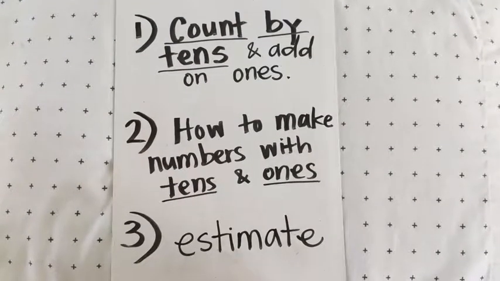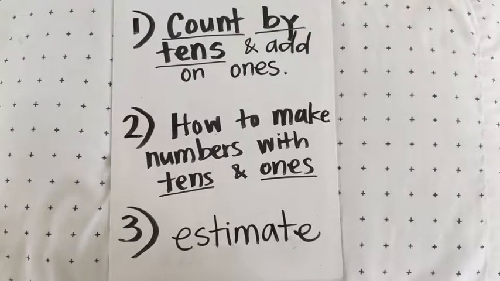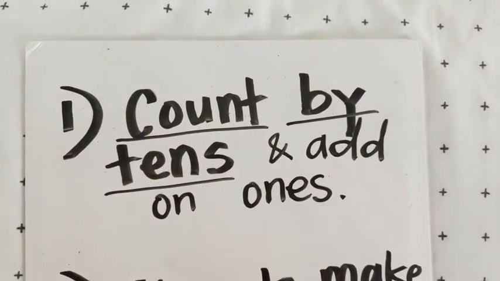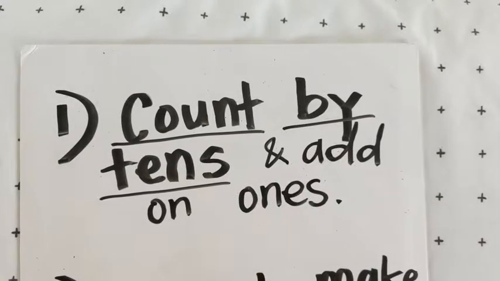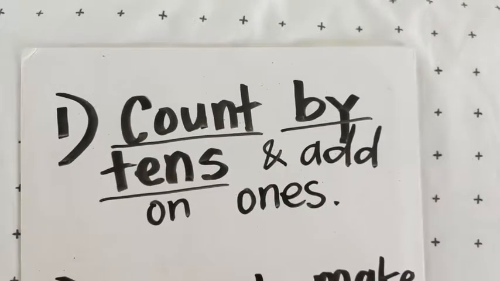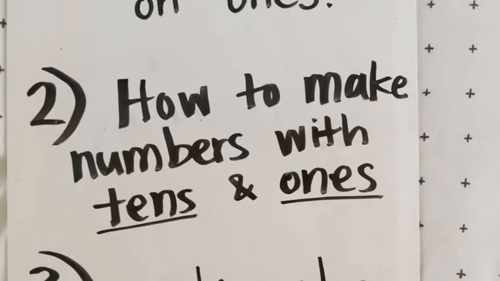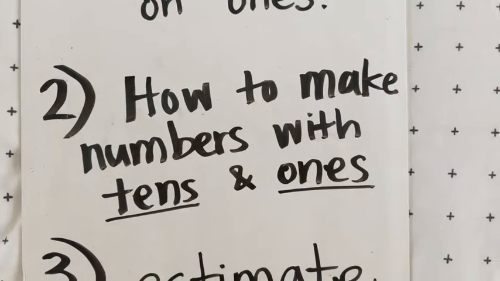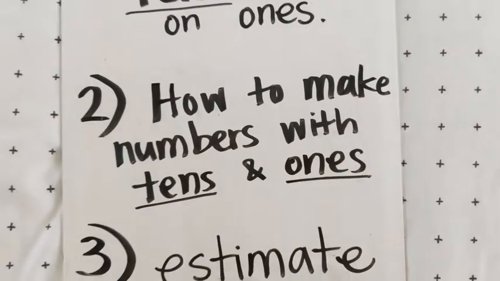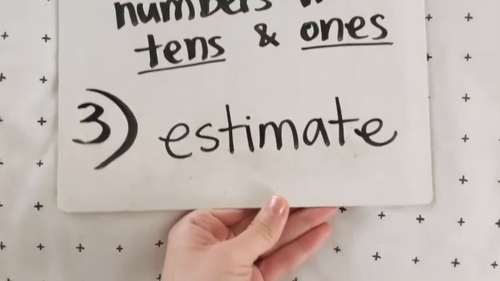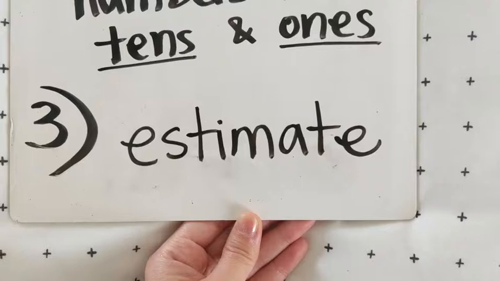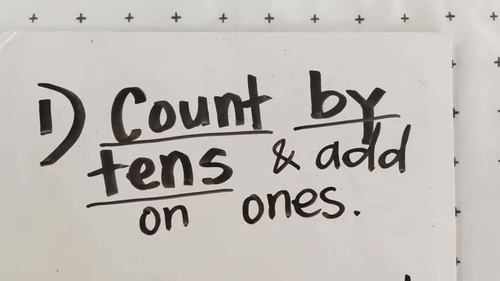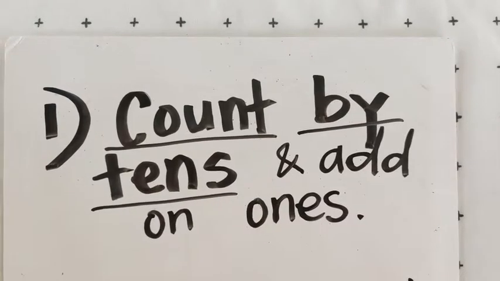In this lesson, I'm going to teach you 3 things. First, I'm going to teach you how to count by tens and add on ones. The second thing we're going to learn is how to make numbers with tens and ones. And then the last thing we're going to try to learn is how to estimate. Let's begin by learning how to count by tens and add on ones.